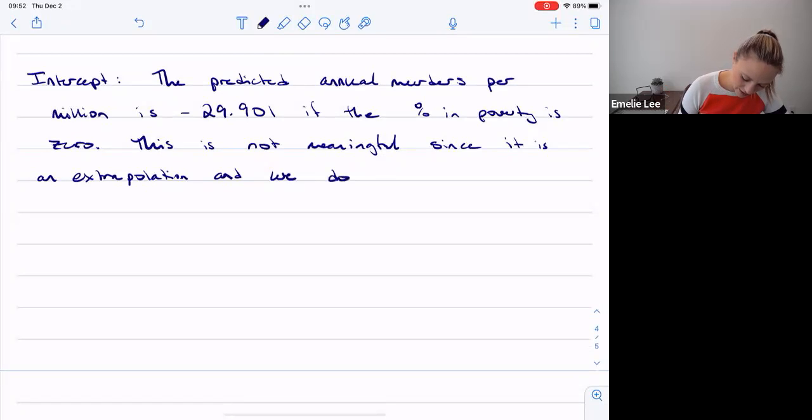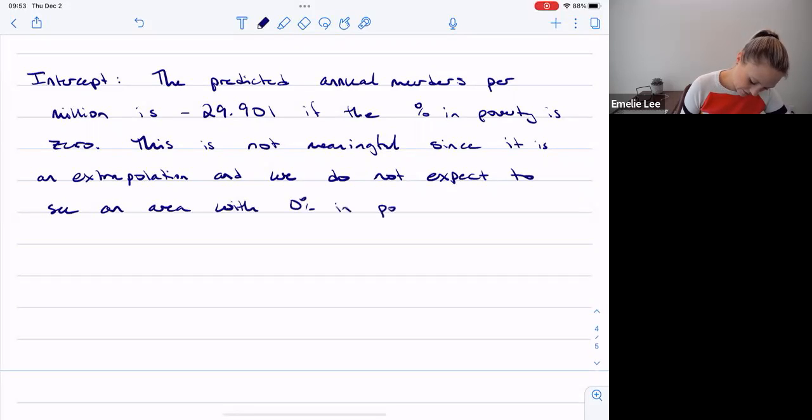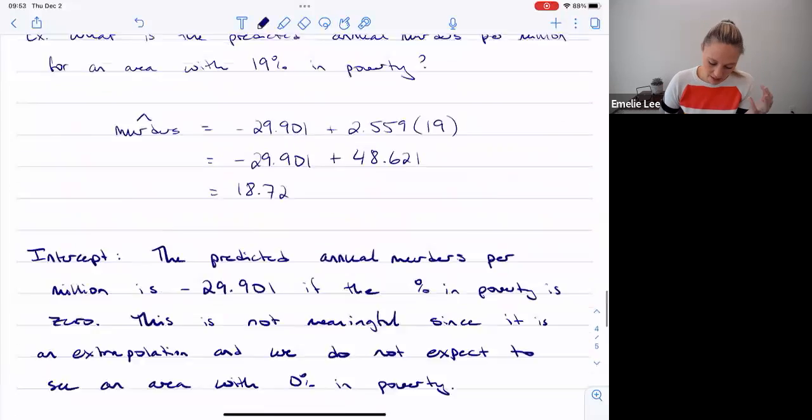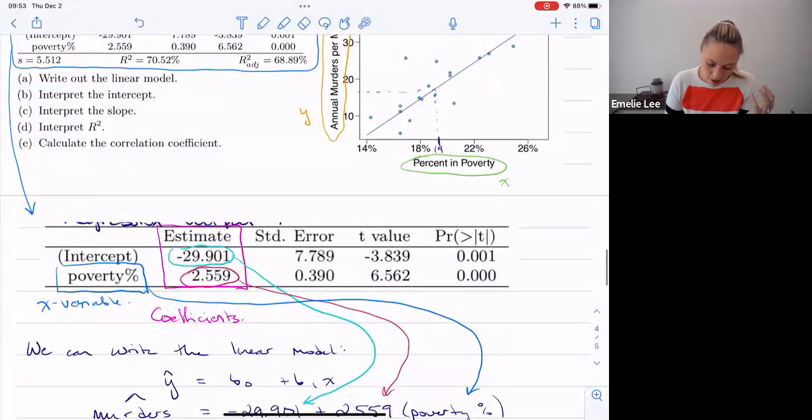And we do not expect to see an area with 0% in poverty. Just based off of the data, it looks like it ranges from a low of about 14 to a high of 26. So that's what we're expecting to see.